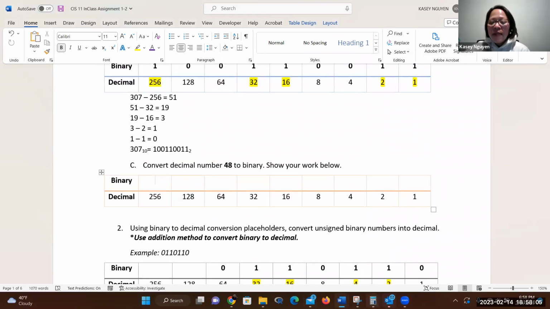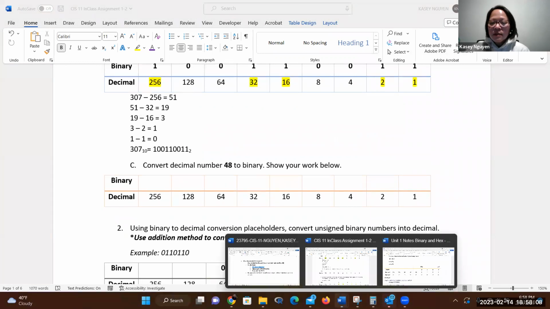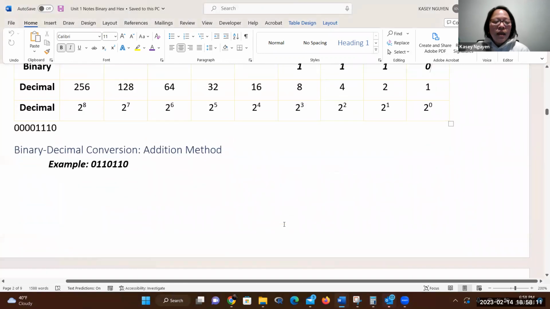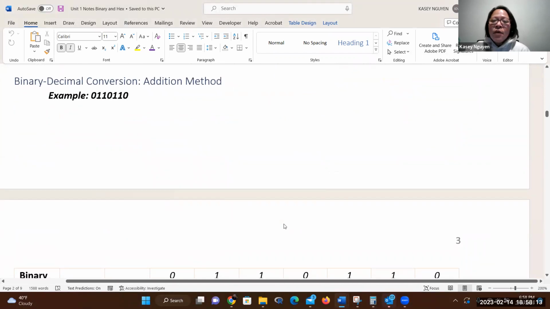Okay, so I'm going to flip back to our notes. Next, we're going to talk about how we're going to go in reverse. That means that we are going to go from binary to decimal. As we subtract when going from decimal to binary, now the opposite way, when going from binary to decimal, we are going to add. So let's say that you're given a binary value like this, 0110110. And you have to find its decimal equivalent.